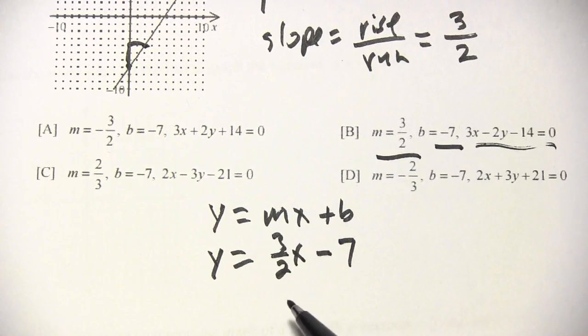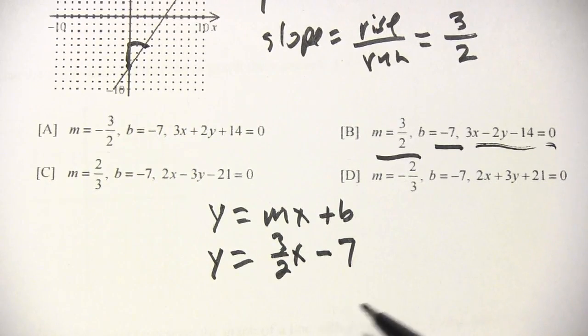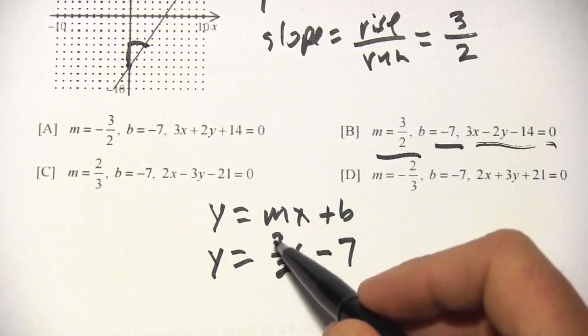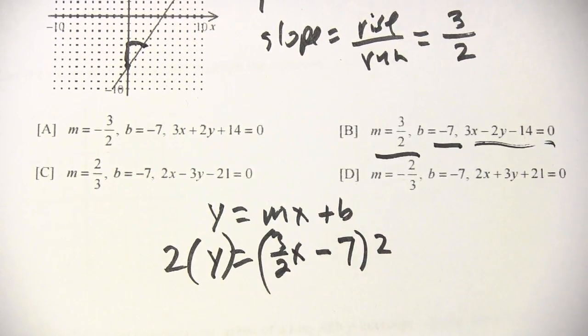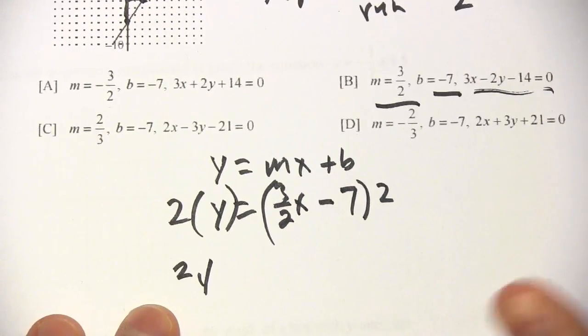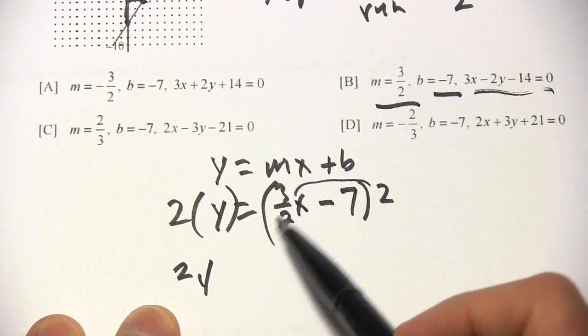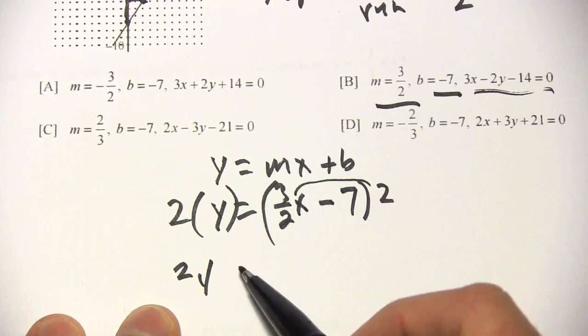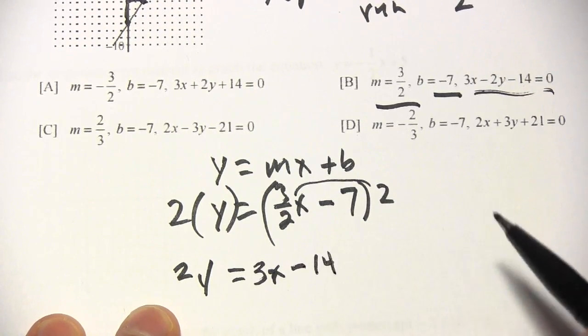If I multiply 3/2 by 2, then I'll just get 3. So that's what I need to do, but I can't just pick out this term and multiply that by 2. I've got to multiply everything by 2 on both sides of the equation so that it balances. So on this side I get 2 times y, and on this side I distribute the 2. 2 times 3/2 is just 3, so that's 3x, and 2 times negative 7 is negative 14.